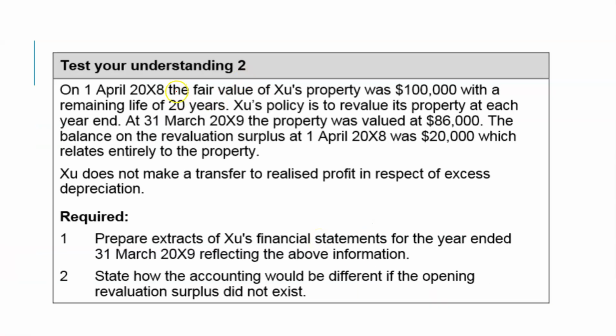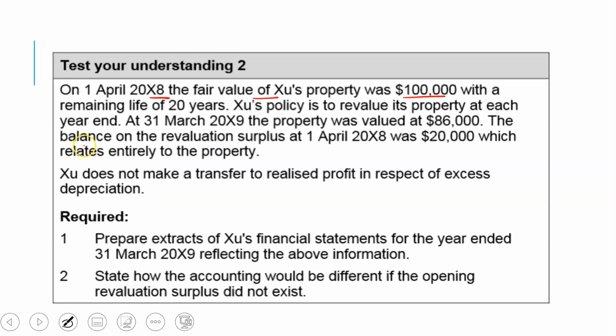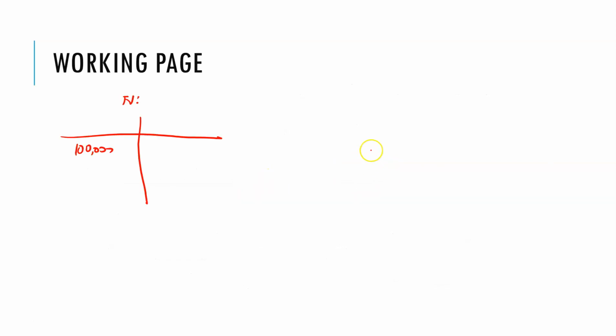Let's talk about what's going on here. So on the 1st of April, the fair value of this zoo property was 100,000. Let me write that there. Fair value of the property was 100,000, with a remaining life of 20 years. Okay, so their policy is to revalue their property at each year end, so they've done that. And I just want to come here, and the balance, they had a revaluation surplus on the same date, the 1st of April, of 20,000. So here there is a revaluation reserve of 20,000 sitting there.